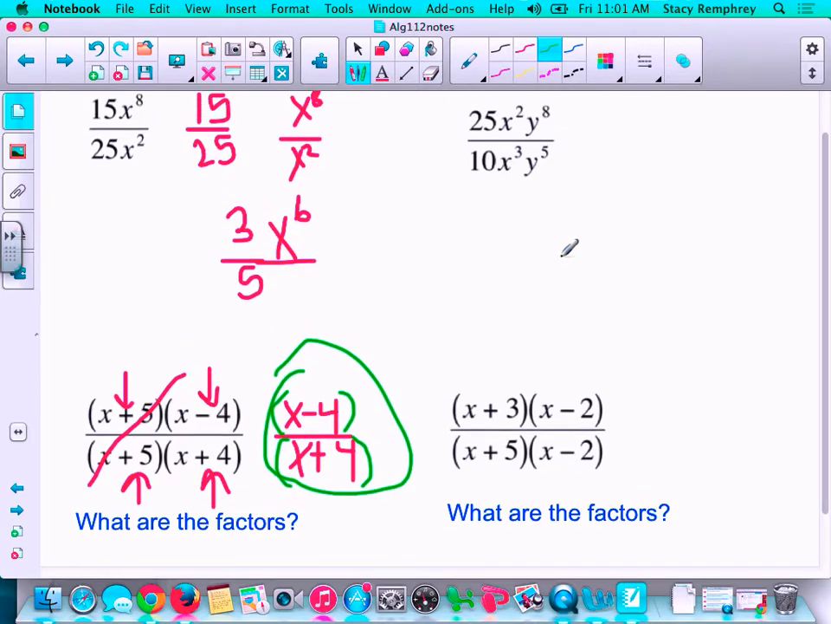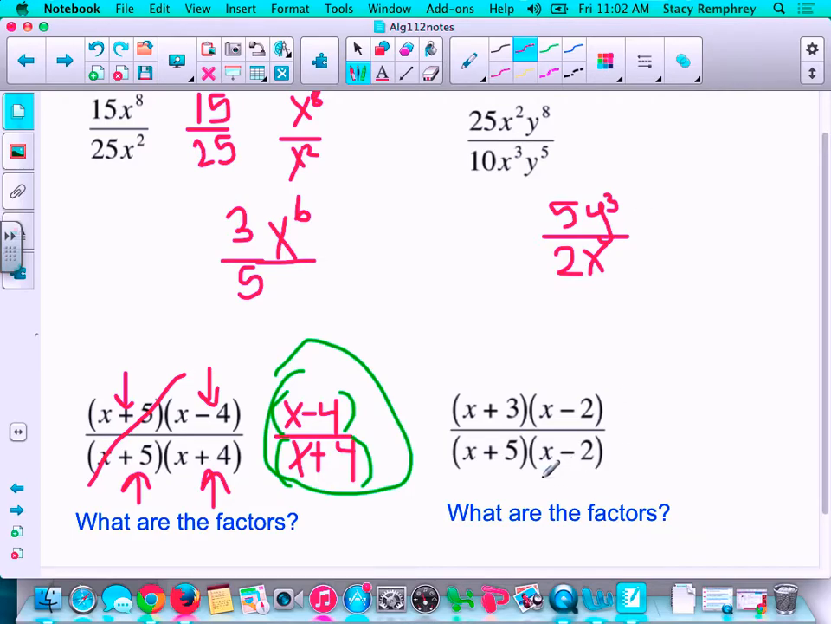So push pause. I'd like you to try the right side on your own. Okay, on this problem, if you simplify the 25 and the 10, you should get 2. X squared and x cubed, I'm going to have canceling. I'm going to have an x left on the bottom, because the 2 x's on the top will cancel and there'll still be 1 x on the bottom. Y to the 8th over y to the 5th, there's going to be canceling and I'm going to be left with 3 y's on the top. So that's your final answer.